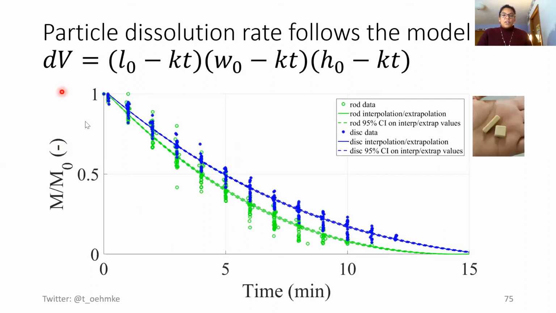Okay, so the results of my experiment look something like this. They're also still in progress. On this vertical axis we have our mass, normalized by our initial mass, and on this horizontal axis we have our time.